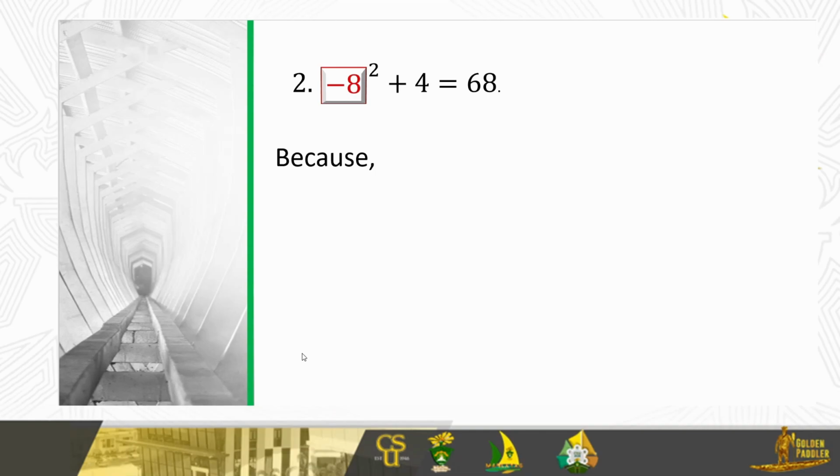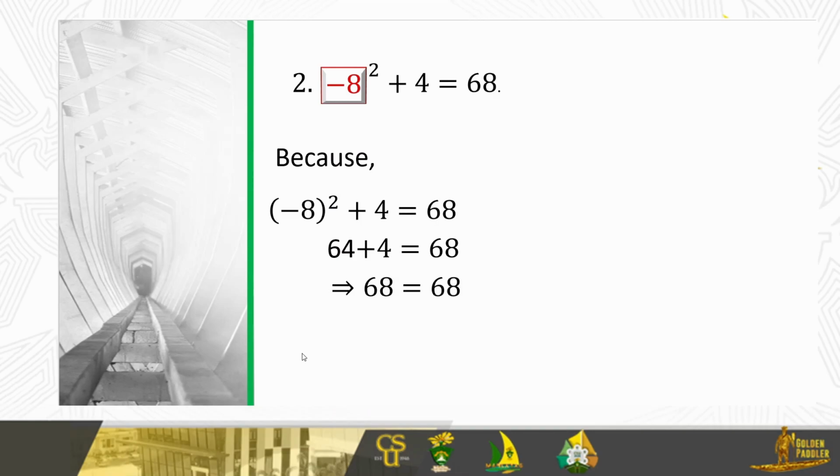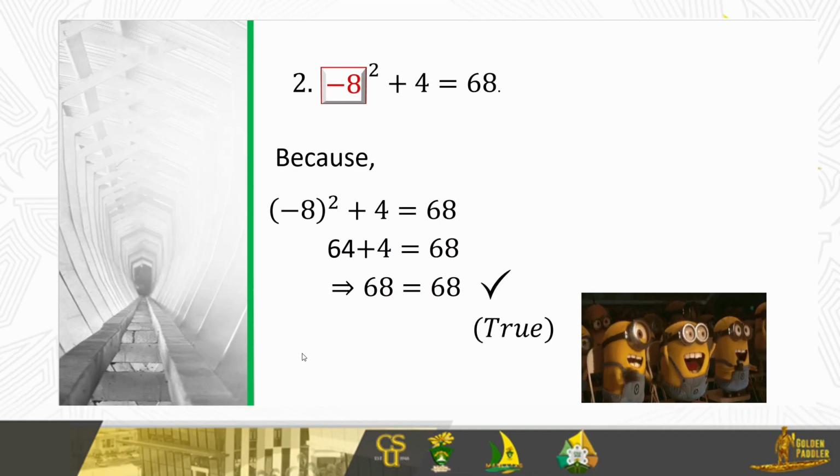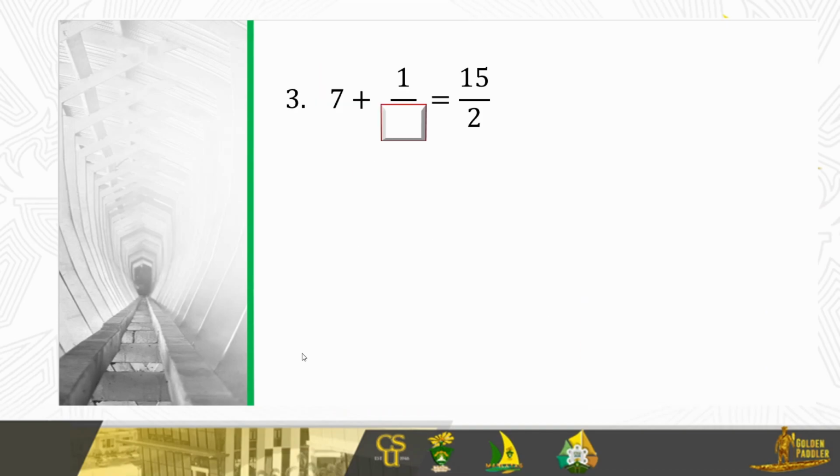Yes, negative 8 can also make the equality true because the square of negative 8 is also equal to 64, and 64 plus 4 equals 68, resulting to 68 equals 68, which is a true statement. Yay! I know you love challenges. So how about this one?